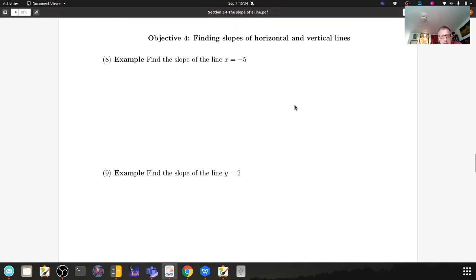So let's go on to the next, objective 4. Finding the slopes of horizontal and vertical lines. We already know what they are, right? The slope of a horizontal line is 0, and the slope of a vertical line is undefined. So all we have to do is recognize the equations for horizontal and vertical lines.